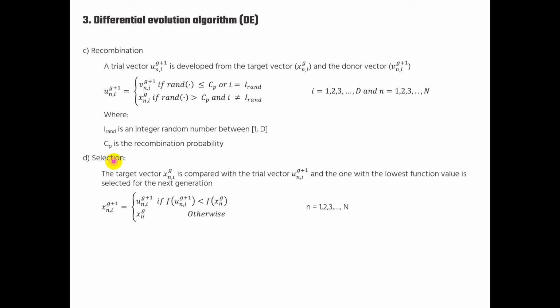And finally, we go to the selection. The difference from the genetic algorithm is that DE doesn't use different information in the search, and it just uses a local search to find the best candidate solution at the end of the search. Here, we compare the target vector with the trial vector from the crossover, and the one with the lower function value is selected for the next generation, and we can see the detail in the equations like this.